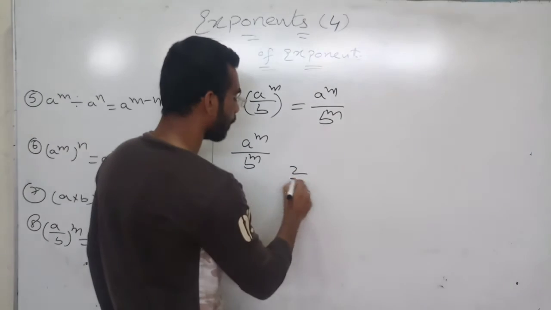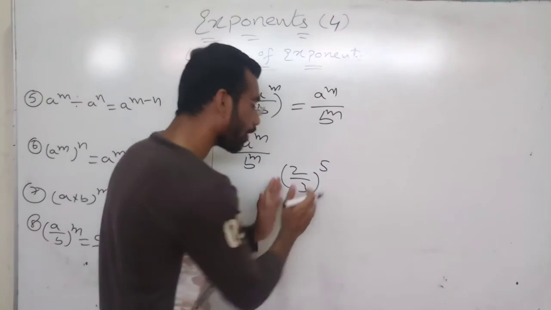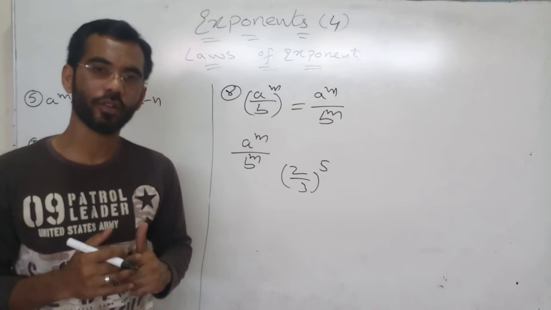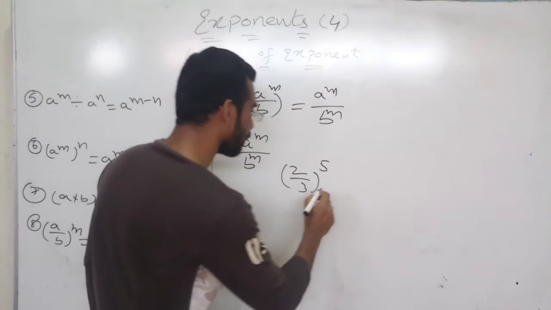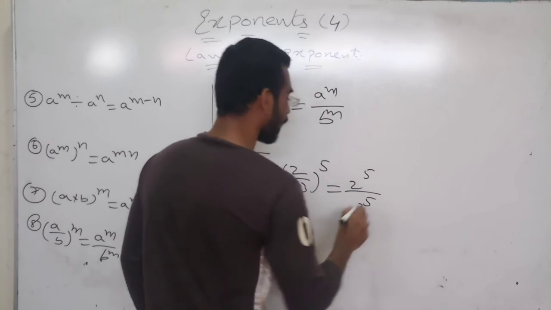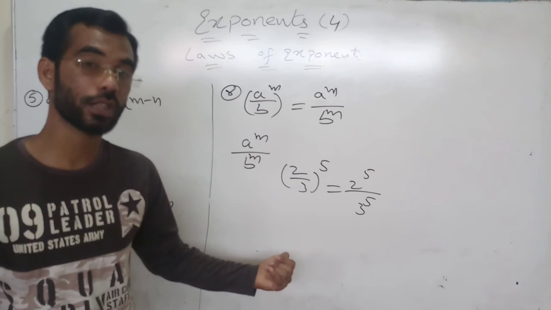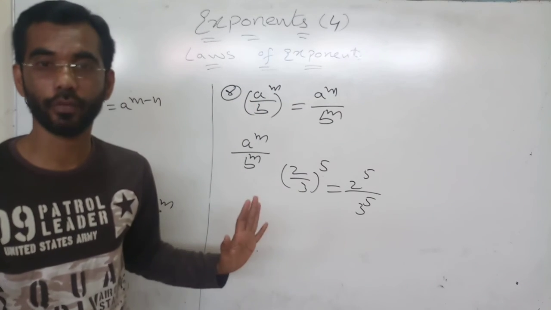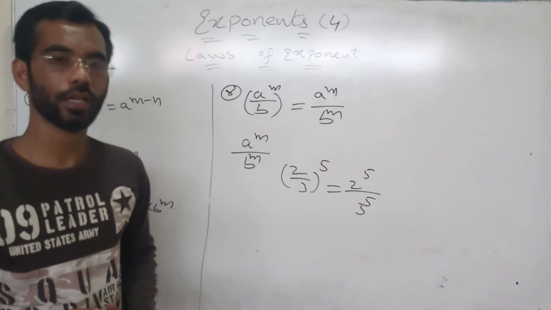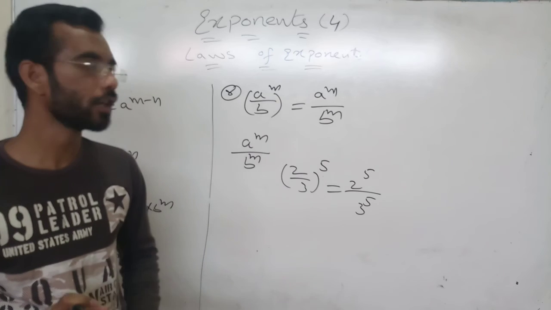Same problem. 2 by 3 whole power of 5. How can we write? This power 5 is common for numerator and denominator. Then it will be separated: 2 power of 5 by 3 power of 5, because the bases are different. Numerator and denominator are different, the power is same. Then it will be separated, with the same power for the numerator as well as for the denominator.